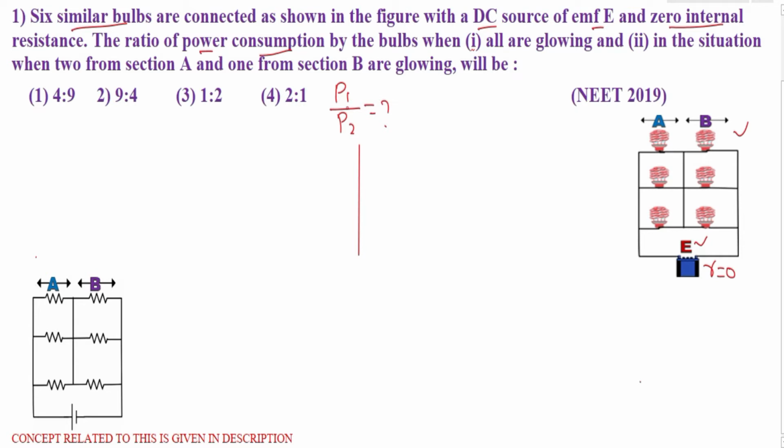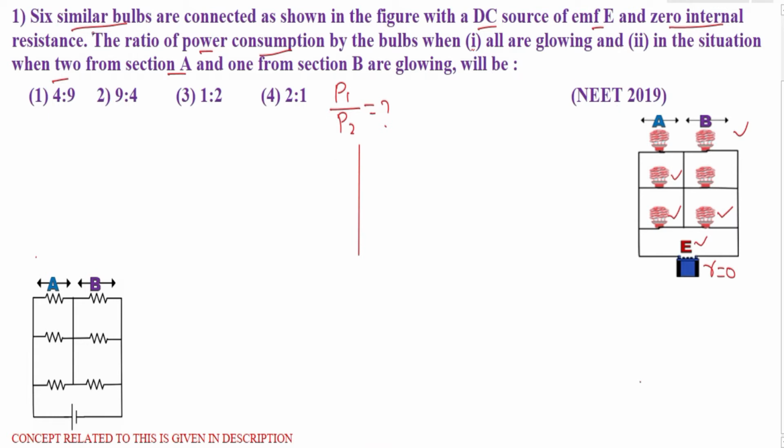In 2 cases. The first case is the case where all are glowing, that is, all 6 bulbs are glowing. The second case is where 2 from section A, let me take these 2 from section A, are glowing and 1 from section B is glowing. That means the rest 3 are not glowing. In these 2 cases you have to calculate the ratio of power consumed.